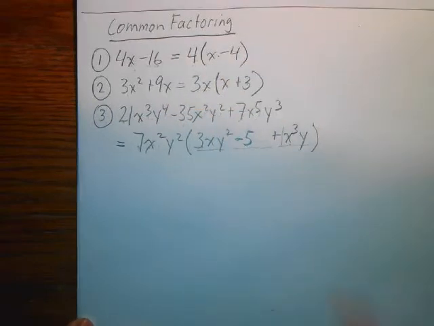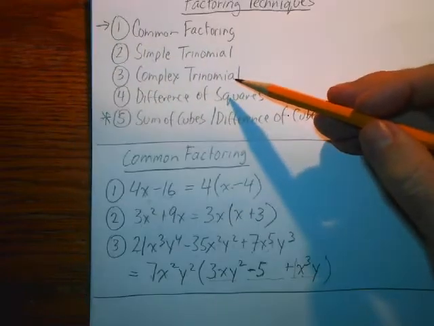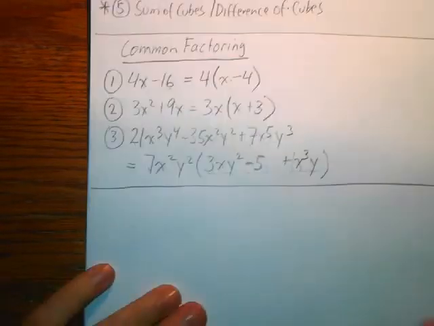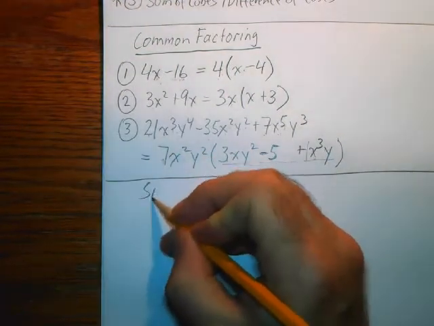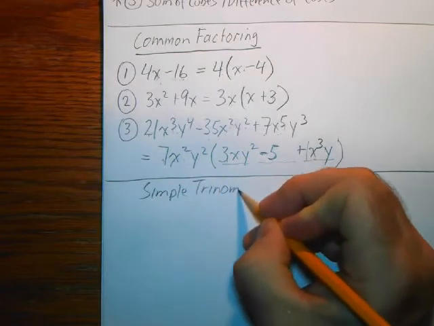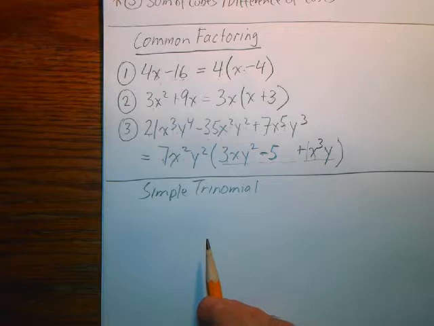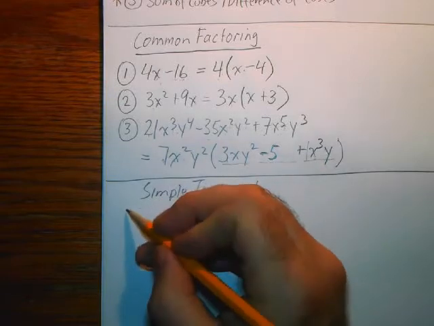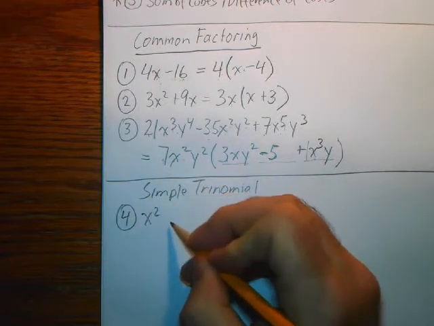Okay, now the second type. So we've done common factoring. Go back up here. We're going to look at simple trinomials. Now we first learned this type of factoring in grade 10. So we called it simple trinomial just because what you start with has 3 terms, but that's a little simplistic. So I'll put my first example here to show you what I mean by that.